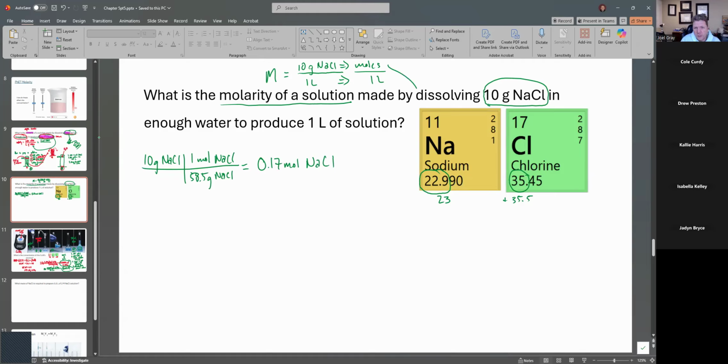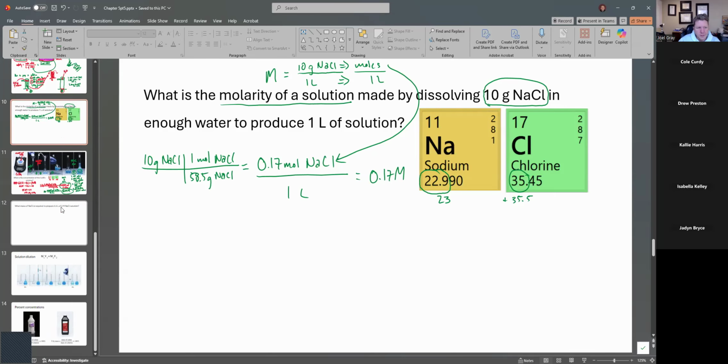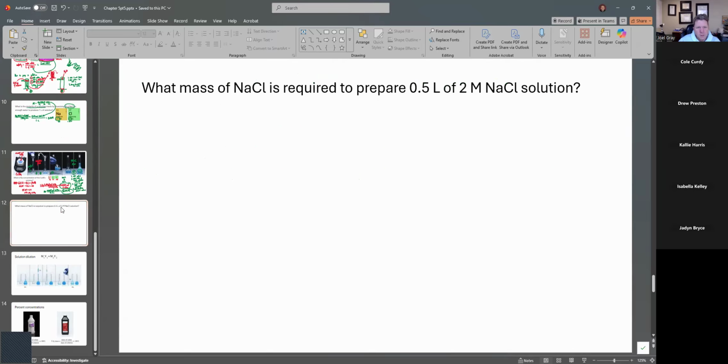Okay, so there's my moles of my solute divided by 1 L, and I'm done. So 0.17 molar. That is the molarity of my solution. All right. I'm going to move on to the next question.